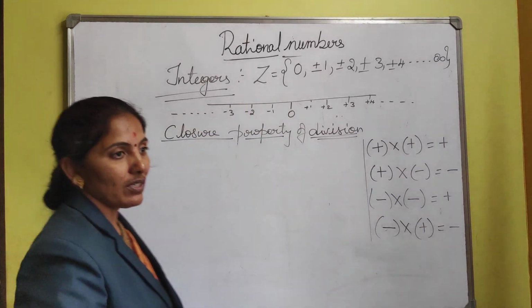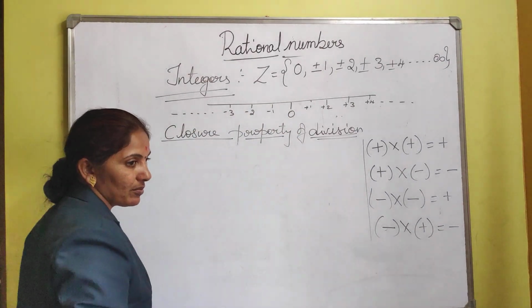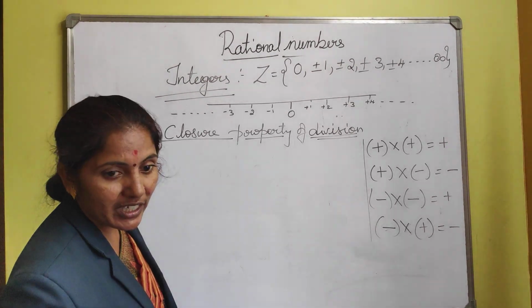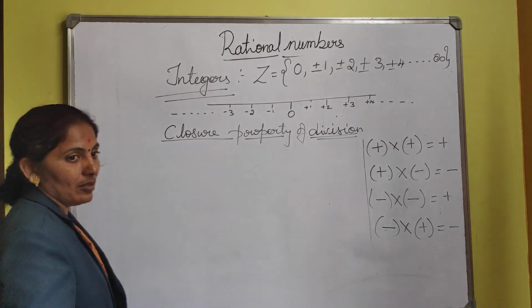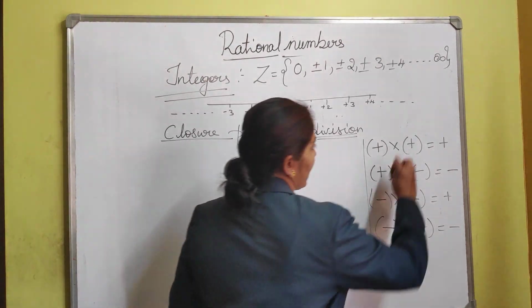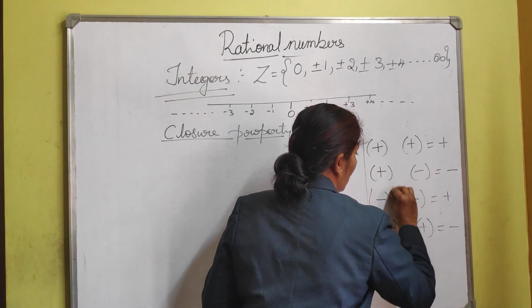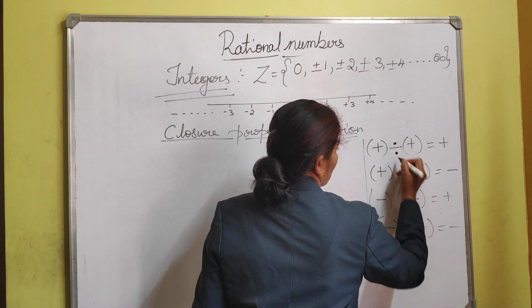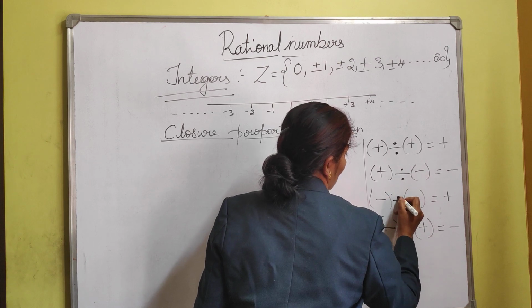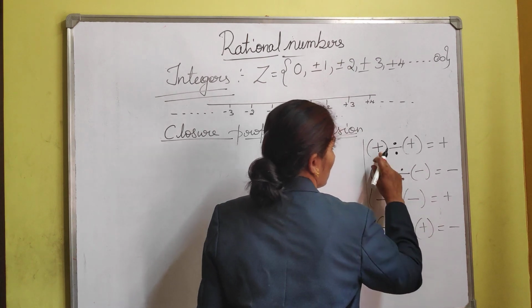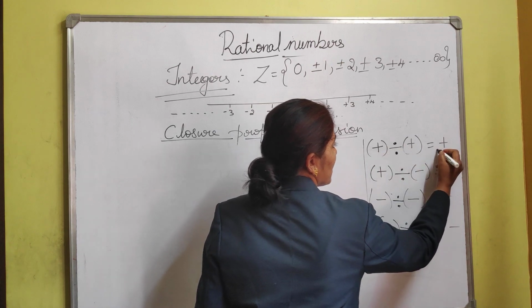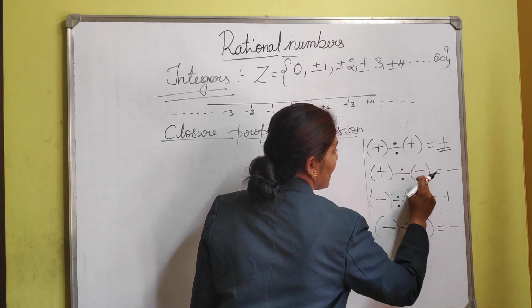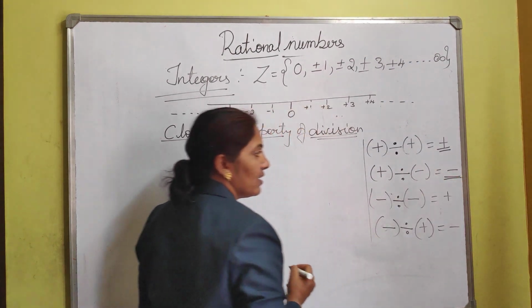So let us check whether division holds good for the closure property of integers. We will not use the multiplication sign; instead, we will write division. Can you observe the change now? When we divide any two positive integers, the quotient is positive. When we divide any two unlike integers, what do we get? Negative.